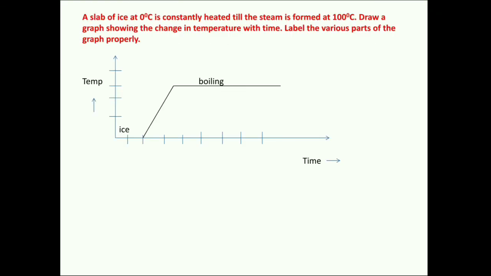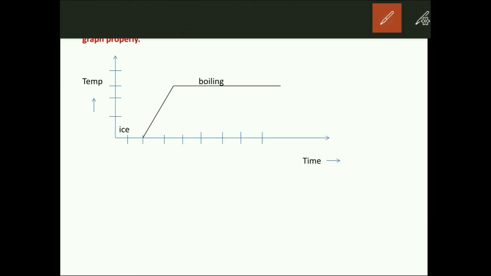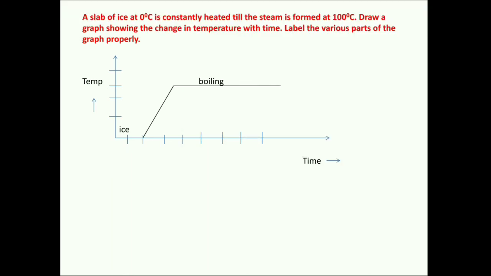Now, without wasting any moment, I have come directly to this question. Let me first read out the question. A slab of ice at 0 degrees Celsius is constantly heated till steam is formed at 100 degrees Celsius. Draw a graph showing the change in temperature with time. Label the various parts of the graph properly.